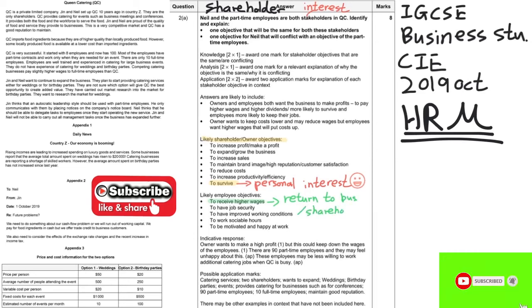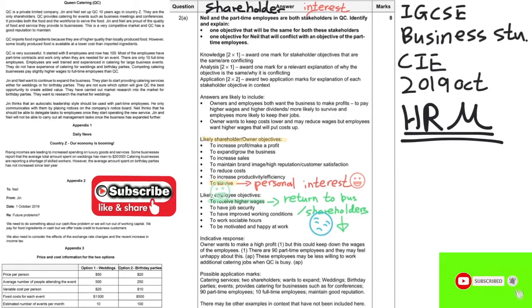It will drop, right? So that's the conflict of interest. If you pay higher wages to those employees, the employees are very happy. But when the employees are happy, how about the shareholders? They will receive less return, right? So the shareholders won't be happy. That's why we call it conflict. For the employees they're happy, for the shareholders they are not happy.